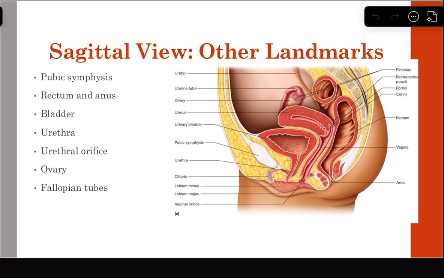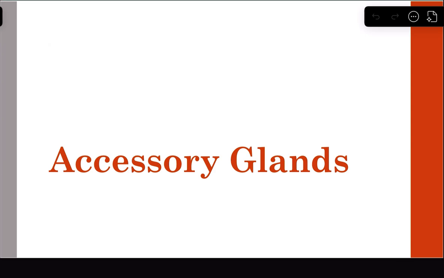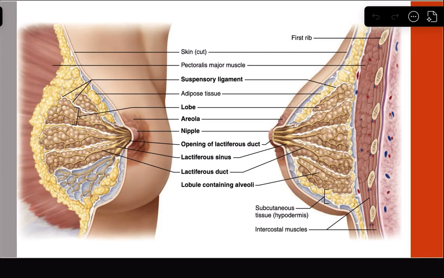Okay, now let's jump into some accessory glands, namely the milk-producing or lactation regulating mechanism, which we know as the mammary glands. The mammary glands are going to exist within the breasts in both sexes, male and female, but they're typically going to have a reproduction-related function only in females.